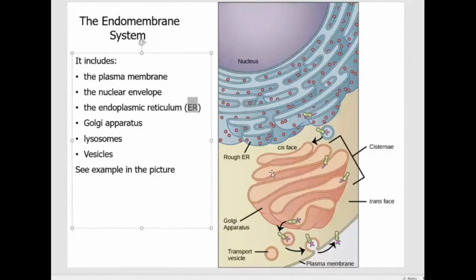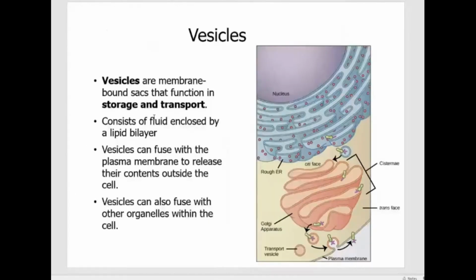This structure is the Golgi apparatus. We'll talk about what its function is, and then we also have lysosomes, which is not shown in this picture, but it's going to be very similar to the vesicles. The first one we're going to look at is vesicles. Vesicles are membrane-bound sacs that function in storage and transport.